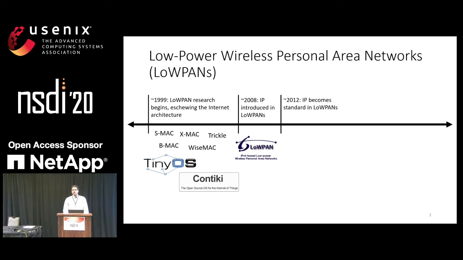But surprisingly, the adoption of IP in this space did not include TCP. So for example, OpenThread, a LoWPAN network stack recently open sourced by Nest, doesn't even support TCP. And instead, the direction the community has taken has been to standardize specialized UDP-based protocols like CoAP. Meanwhile, LoWPANs still haven't gained the same kind of mainstream adoption as other wireless protocols like Wi-Fi.